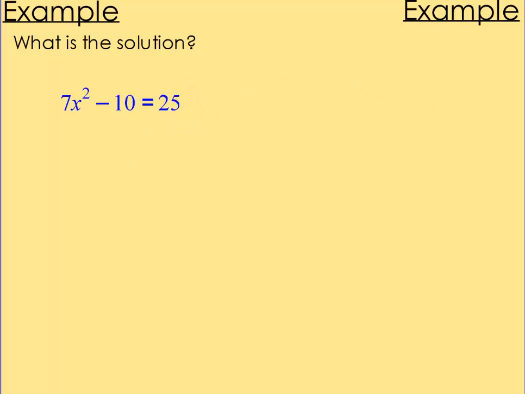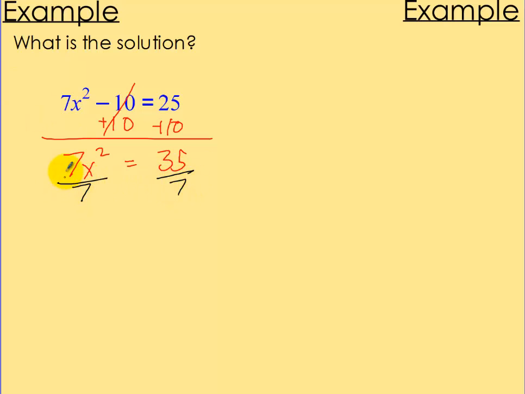Last example, pause the video. Alright, so the solution to this one. It's just an x squared, there's no x term, so I don't need to use completing the square. I'm going to add 10 to both sides first. When that happens, I get 7x squared equals 35. And I don't like that 7, so I divide by 7. And x squared is going to equal 5.